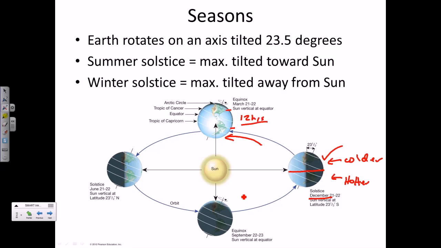Okay? But you're still not getting an equal distribution of solar radiation. You get less radiation up here, and you get more radiation at the equator. As we move into the June solstice, notice that the Earth's axis in the northern hemisphere is tilted towards the sun, which means that the northern hemisphere is going to spend more time in the sun than the southern hemisphere.